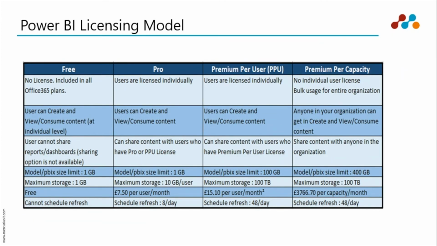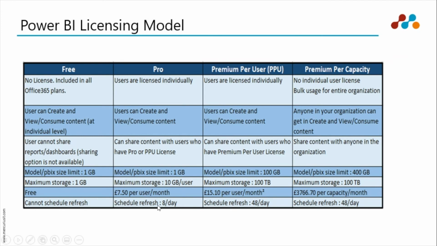For Power BI, there are three basic licenses: Power BI Pro, Premium per user, also known as PPU, and Premium per capacity. Pro and Premium per user are licensed individually, whereas Premium per capacity is given to the organization. So anyone within the organization can log in and view and create those reports.